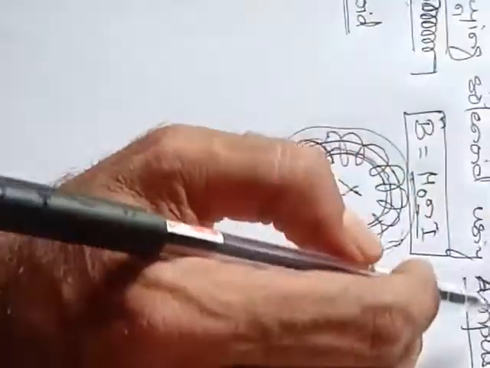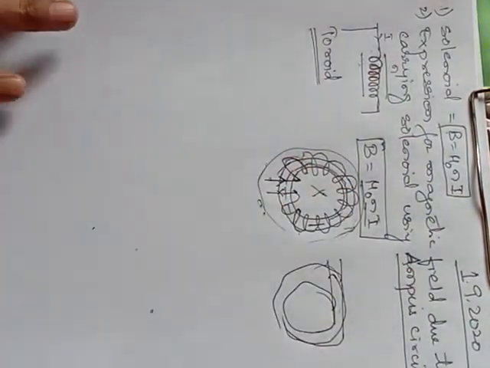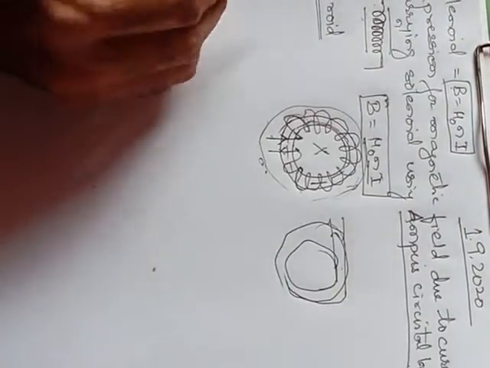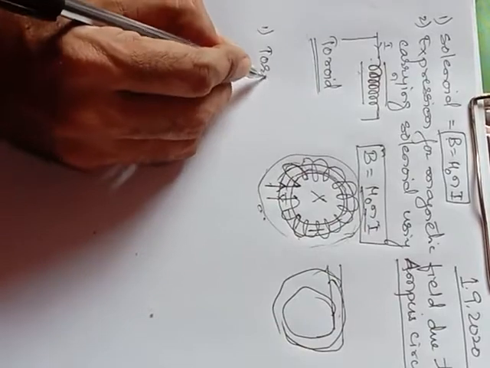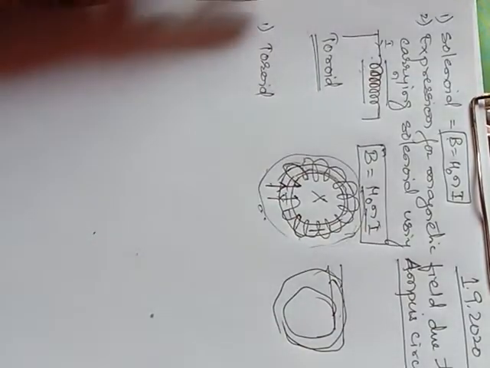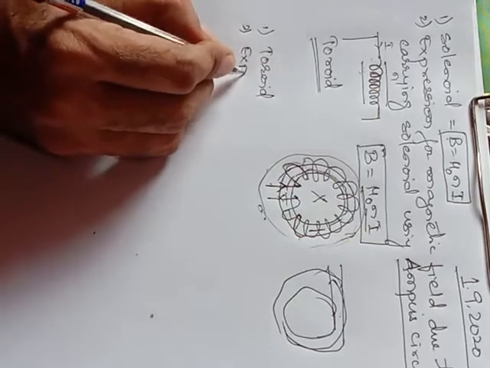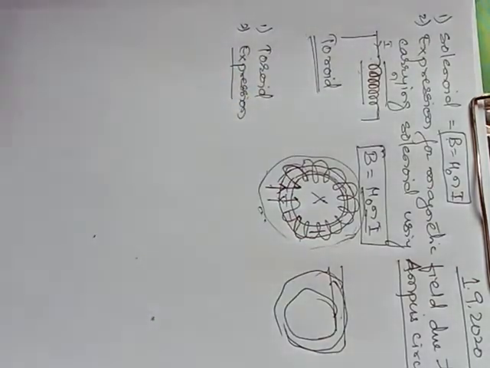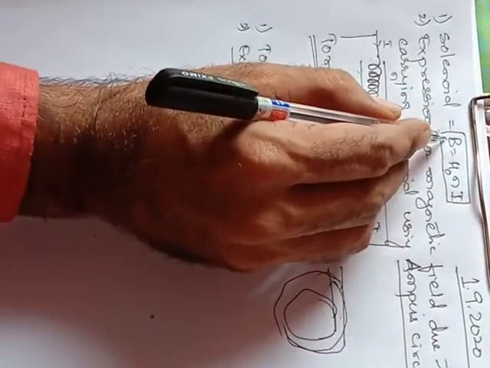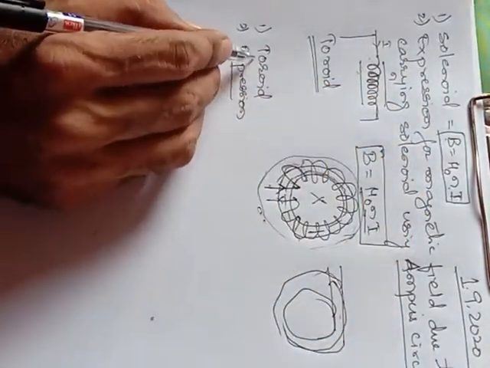So now according to the Ampere circuit law, yesterday we have seen solenoid, and we have derived the expression for magnetic field due to the current carrying solenoid using Ampere circuit law. Today's topic, we have to consider the toroid. We have to understand first toroid, and then we have to understand the expression for the toroid. So yesterday we have derived the relation B is equal to mu naught Ni.